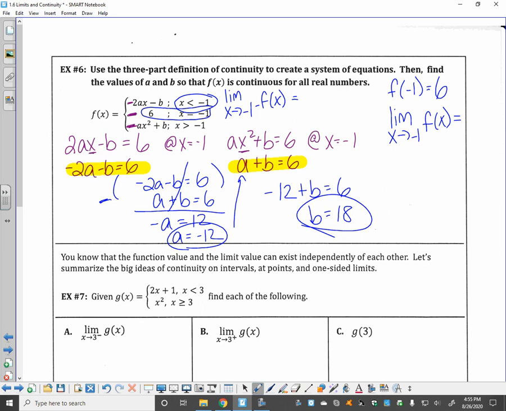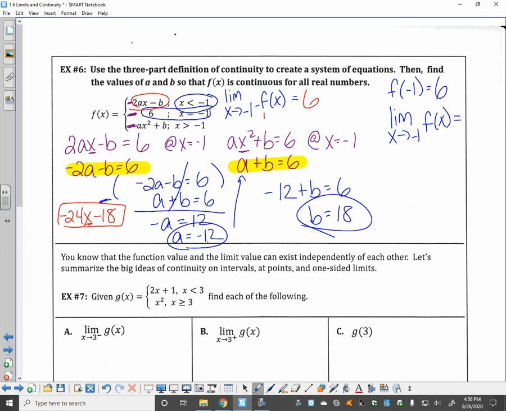And when we plugged in, we got to plug in our a and our b. This problem is so much fun. Okay, so if I plug in, because I have to go into this, so 2 times a, and a is -12. So -24x minus b, minus 18. There you go. That's the one I need to take the limit of as x approaches -1. So if I plug a -1 in here, that's a +24 minus 18, that's a 6.